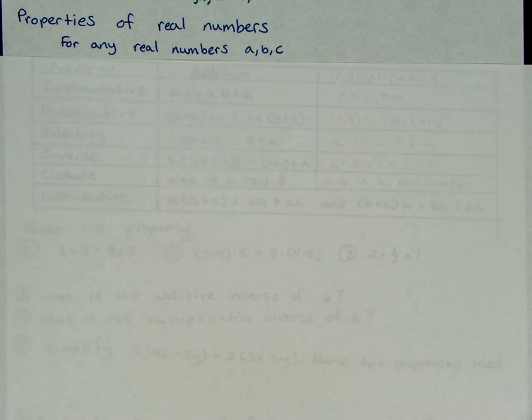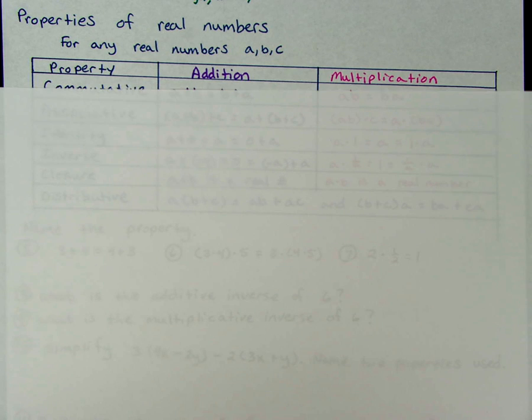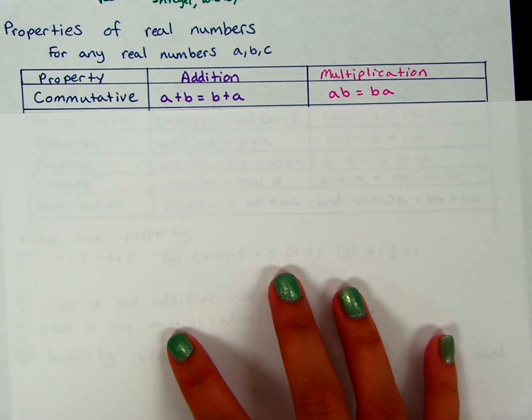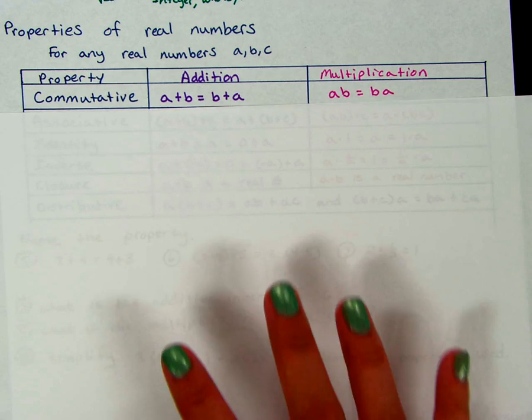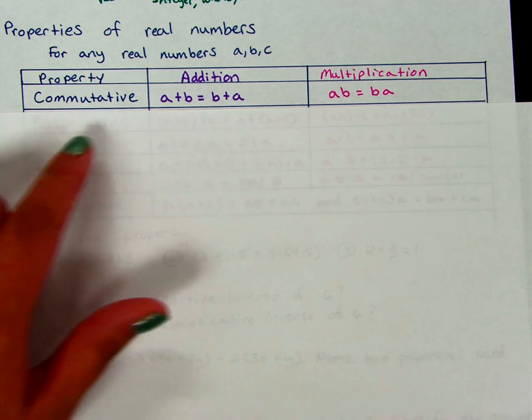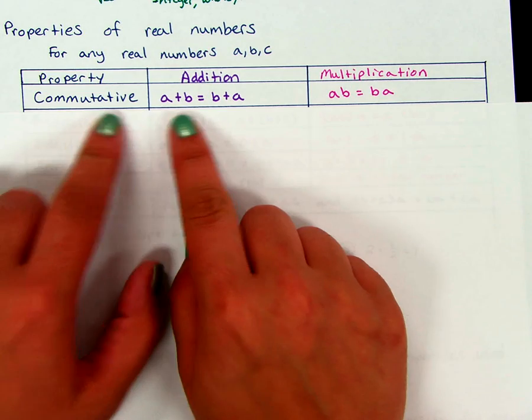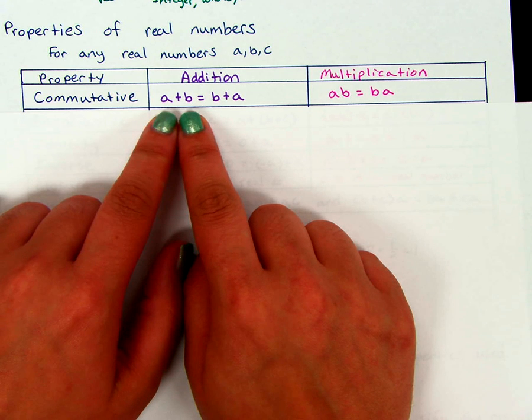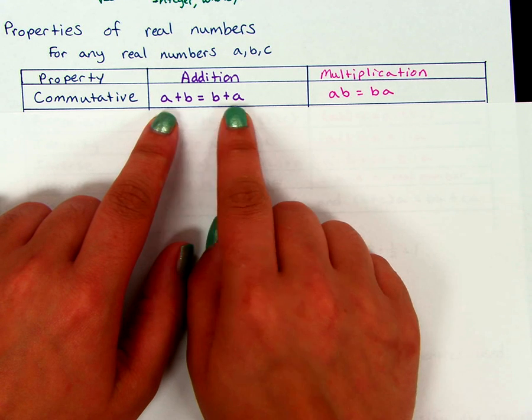All right, the next part of this lesson is going to be dealing with the properties of real numbers. So for any real numbers a, b, and c, we have a set of properties. And we're going to be doing this in terms of both addition and multiplication. So the commutative property means that the order of addition doesn't matter. So a plus b is going to give us the same number as b plus a.